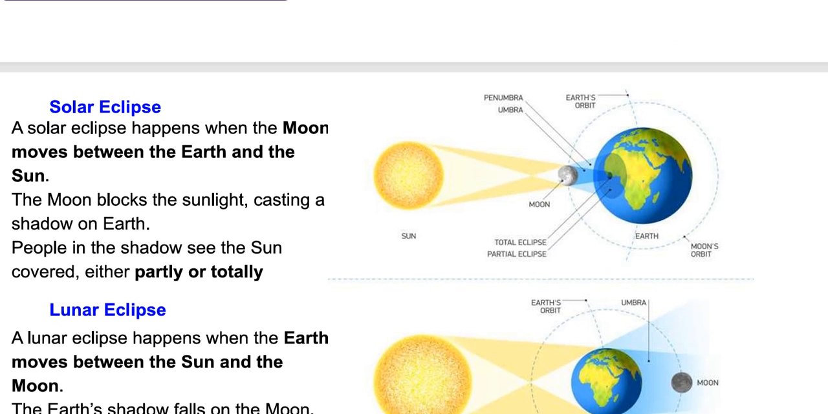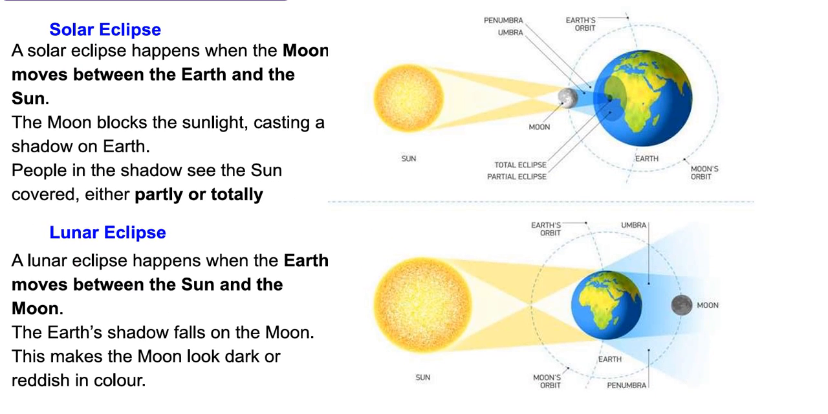Then lastly, for year 7, they need you to know about the solar and also the lunar eclipse. A solar eclipse happens when the moon moves between the earth and the sun. Simple. So the moon moving in between the earth and the sun leads to a solar eclipse. The moon blocks sunlight, casting a shadow on the earth. So the moon is in between the sun and the earth and blocks sunlight, casting a shadow on the earth.